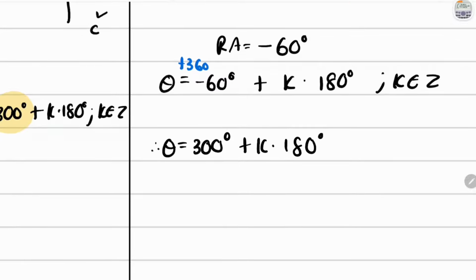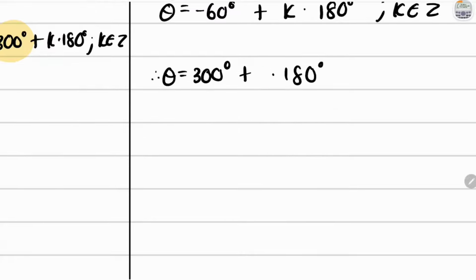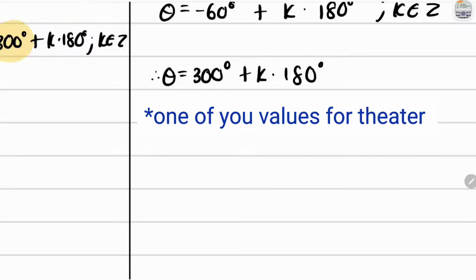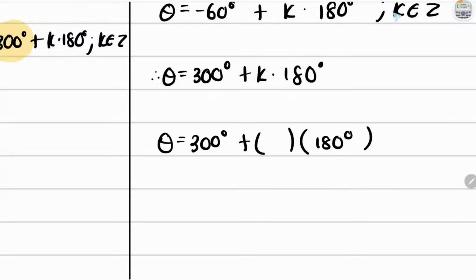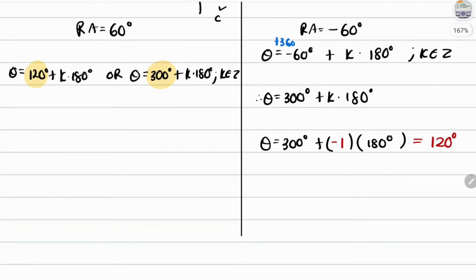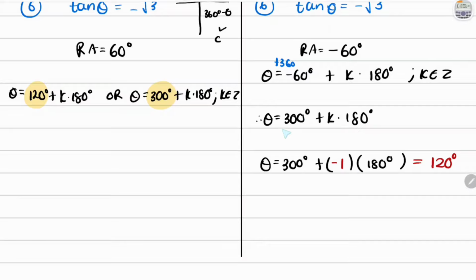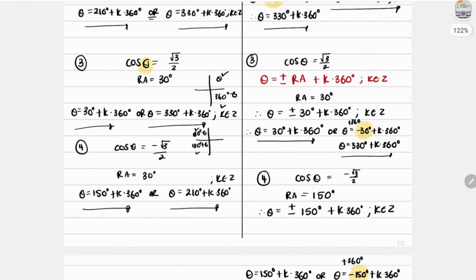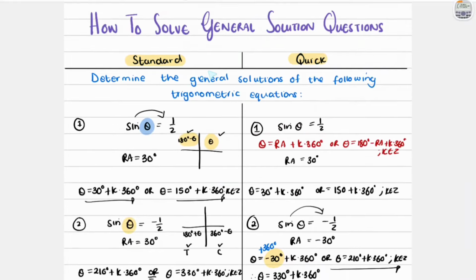And if you substituted integer values for k, you will see that one of your integer values will give 120. So let's go ahead and do that. If you substitute the integer value of negative 1, you would see that you'd get 120 degrees. So either way, this is still a correct solution, and you don't have to repeat yourself by putting both of them. And that is why I prefer using this method rather than this method.